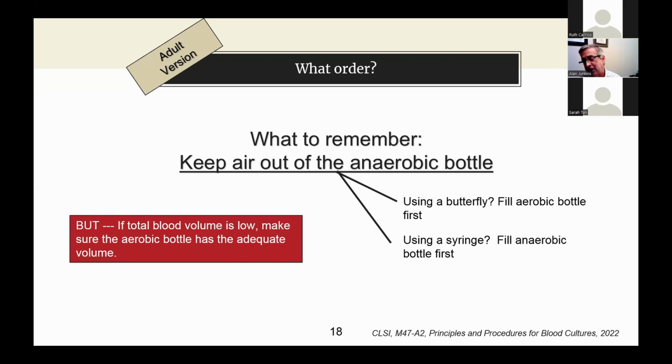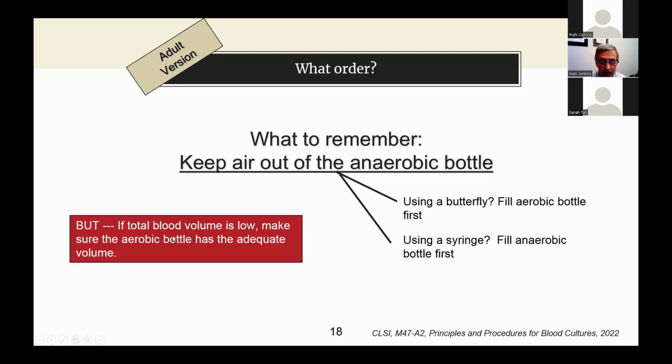But if you're going to be using something like a syringe, where you stick the syringe in and the air is going to be up at the top of the syringe, so the air will go into the second bottle, then fill the anaerobic bottle first. Just as far as aerobic versus anaerobic, just think, what I want to do is keep the air out of the anaerobic bottle as much as possible.